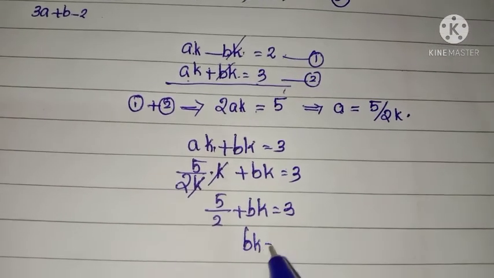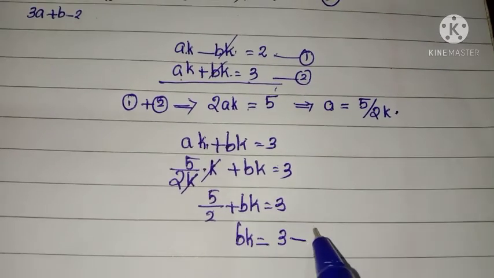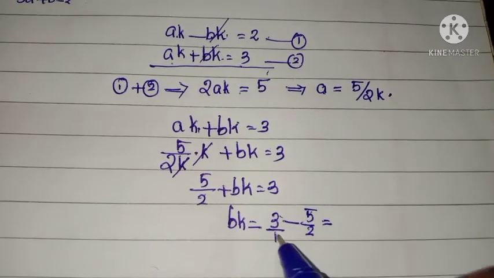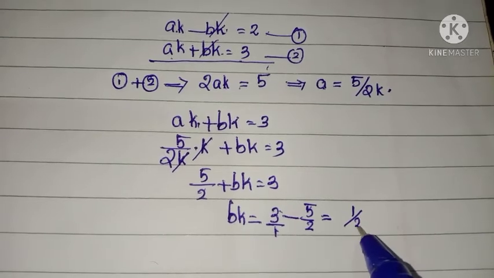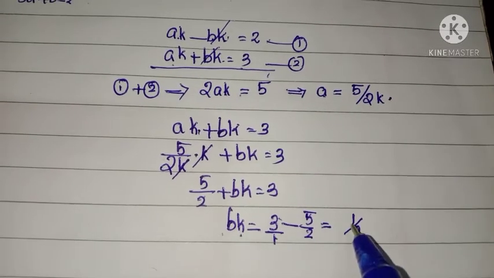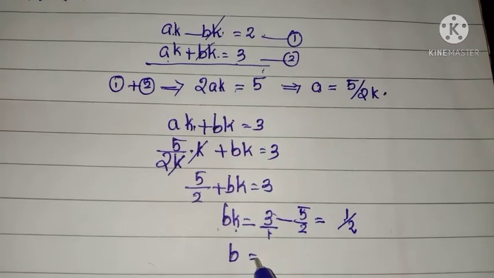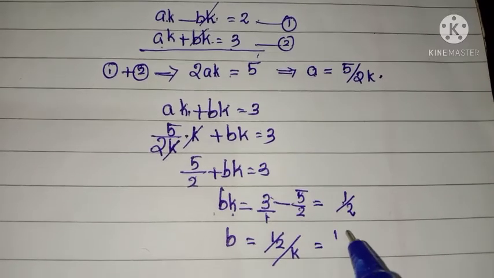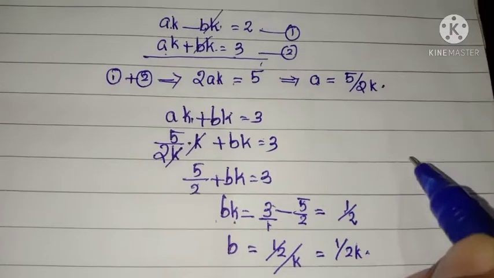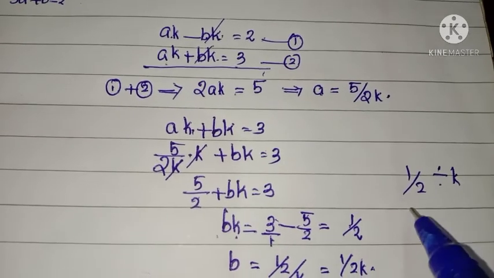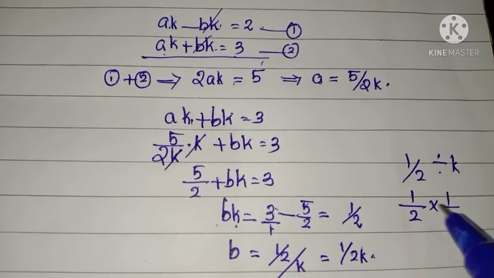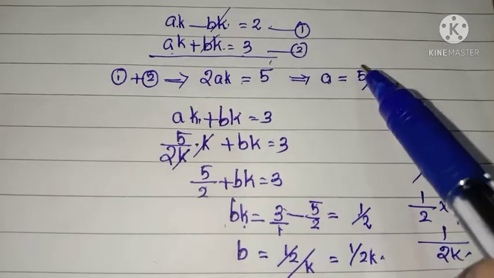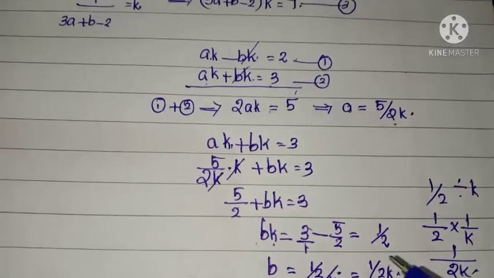What is bk here? bk is equal to 3 minus 5 by 2. Taking cross multiplication we get 6 minus 5 by 2, that is 1 by 2. So bk is equal to 1 by 2 or b is equal to 1 by 2 by k, that is 1 by 2k. Okay, 1 by 2 divided by k, that is 1 by 2 into 1 by k, which is 1 by 2k. So a is equal to 5 by 2k, b is equal to 1 by 2k.